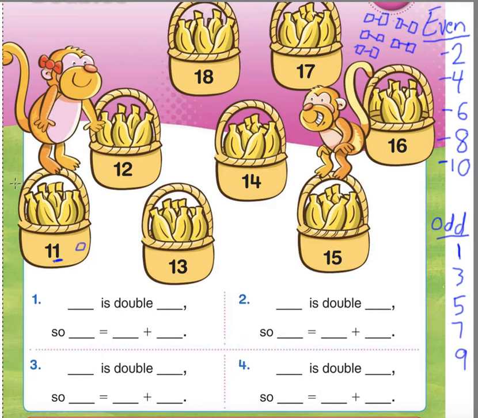Nope, it sure doesn't. So let's go cross that out. This is not going to be a doubles fact, because it will not have 2 equal parts to add together.